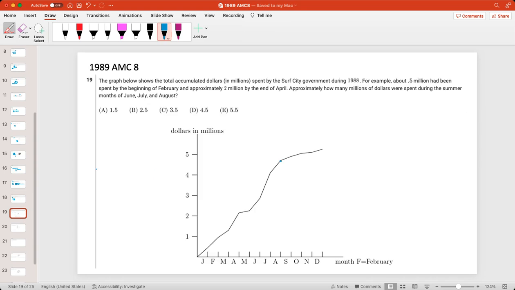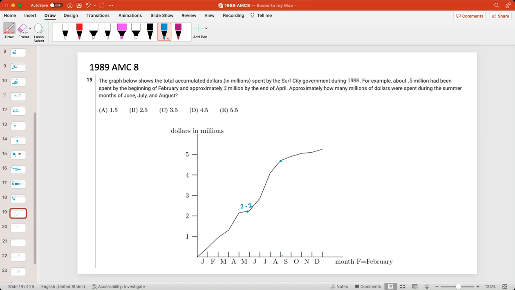Question number 19. The graph below shows the accumulated dollars spent by the city's government during 1988. For example, about 0.5 million, that's okay. Approximately how many millions of dollars were spent during the summer months of June, July, August? So first you have to calculate at the beginning of June how much was spent. So somewhere here, this is the beginning of June. So I'm going to assume this to be 2.2 because it's closer to 2 and between 2 and 3.